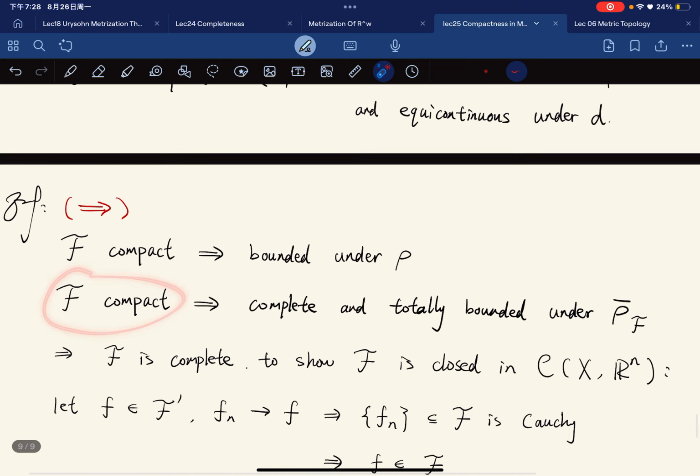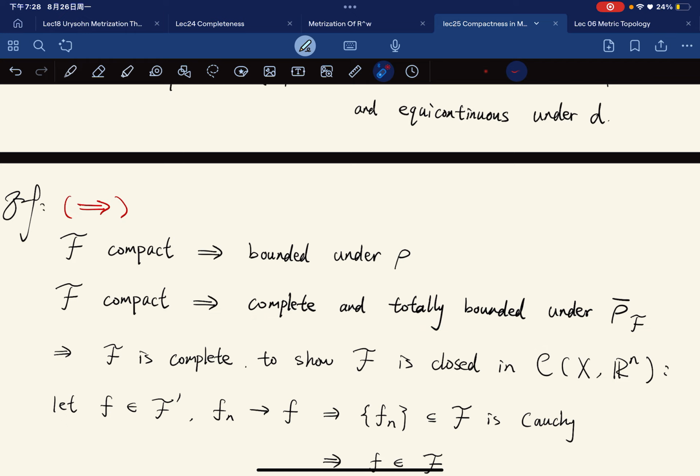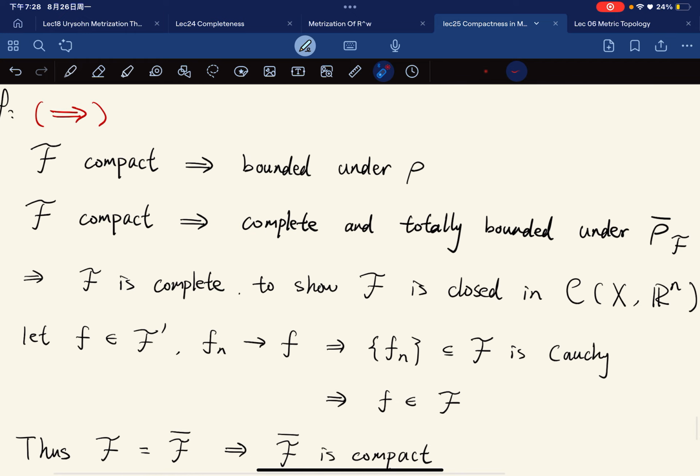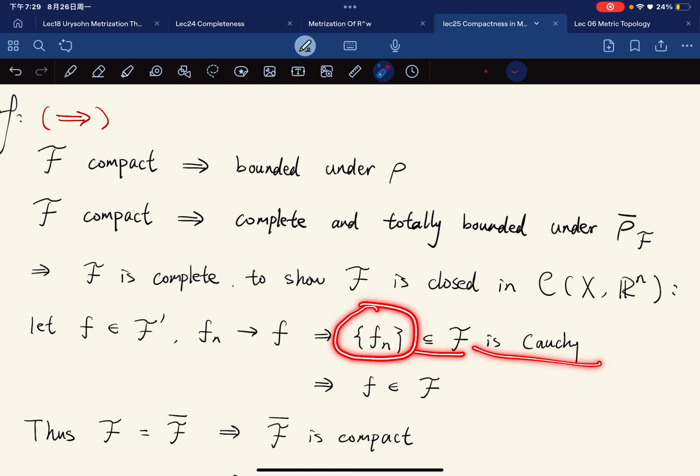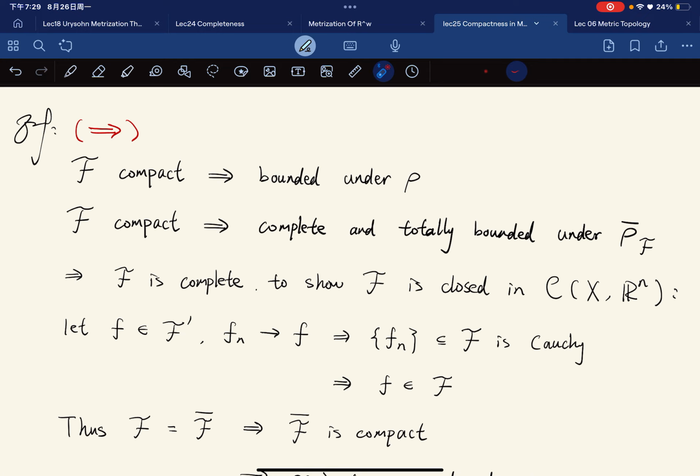And it is compact, which means that it is complete and totally bounded on rho bar, right? But we only need completeness. F is complete, and we want to show that F is closed. To show that it's closed, we pick a limit point, then we have a sequence F_n in F that converges to it. This sequence is Cauchy, and since the space is complete, the Cauchy sequence converges. But by the uniqueness of limits, the limit in fact lies in F. Limits are unique because metric spaces are Hausdorff spaces, and we're done.